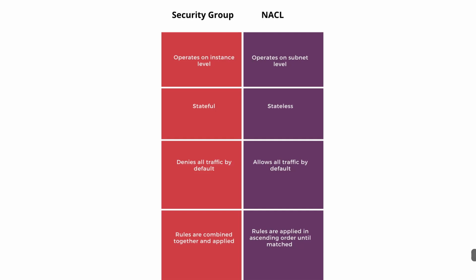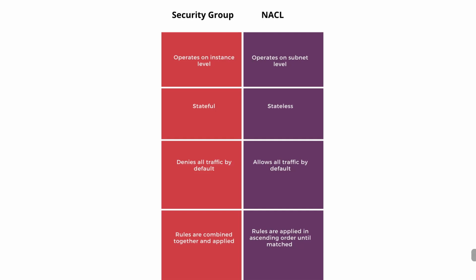Then the third difference is deny all the traffic by default. In the security group, if you consider AWS, and your instance is Linux, say Ubuntu or Amazon Linux, then by default port number 22 is open, and all the other ports are denied. So the security group denies all the traffic by default.